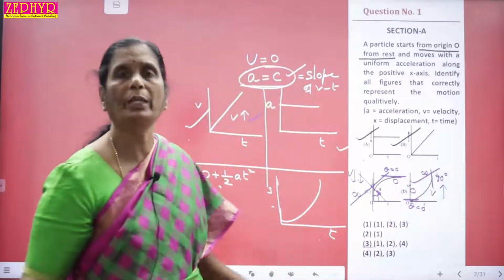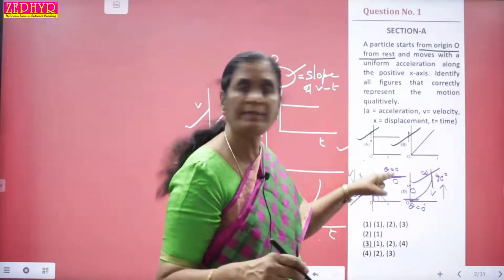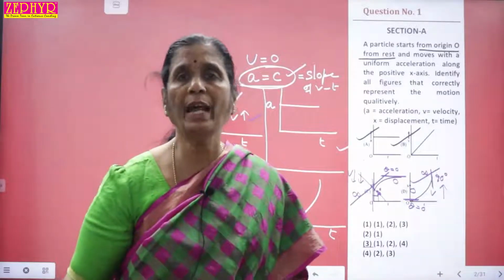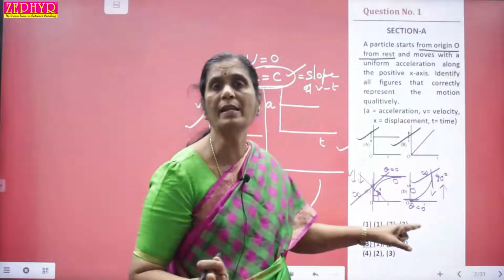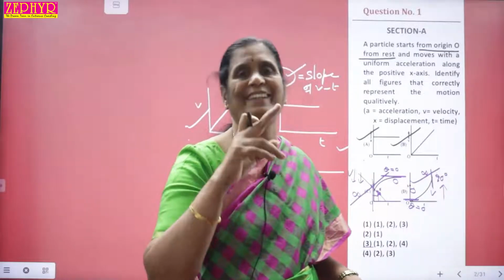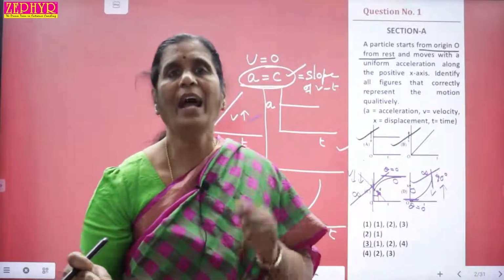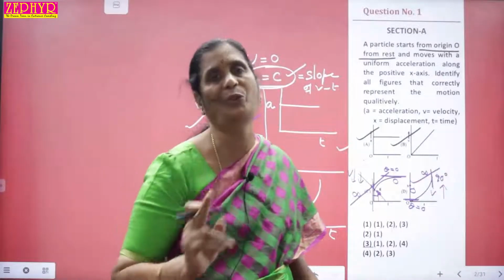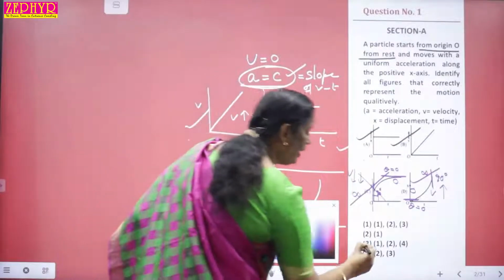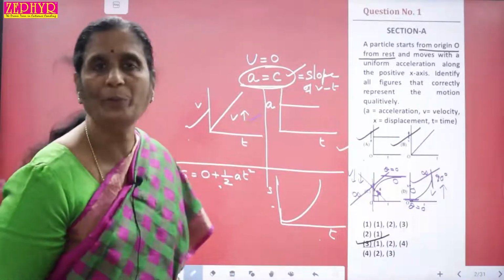So the correct answers are: A is correct because it is uniform acceleration. B is also correct because acceleration is constant, so slope of the VT graph is constant. And D is correct because the S and T relation is a parabola. But in that parabola, velocity must increase. But in this parabola, velocity is decreasing. So I cannot select the C choice. I have to select first, second and fourth. So your third choice is the correct answer. Super question. Please note down.